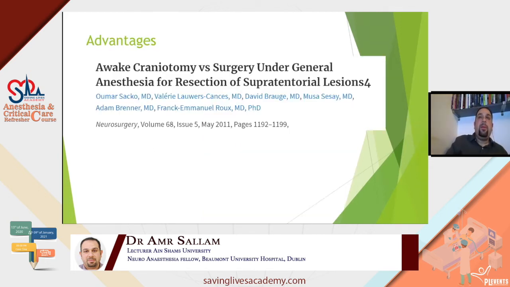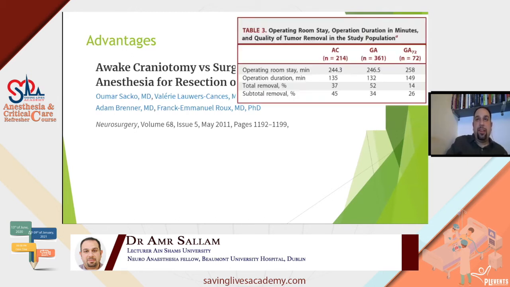And this is the study I'm going to talk about. It's one of the famous studies, performed in 2011, and it compared general anesthesia and awake craniotomy for patients with supratentorial lesions. Here in that table, it shows there is no difference in the operating room stay or the duration itself, while for the total removal percent of the tumor, as you look at the slide, it's 37%, while in the GA group it's 52.